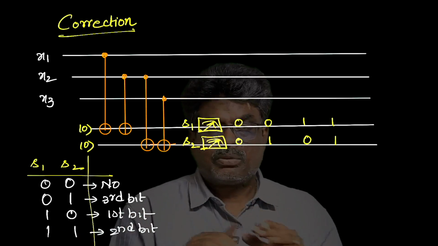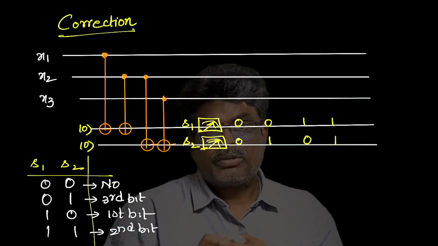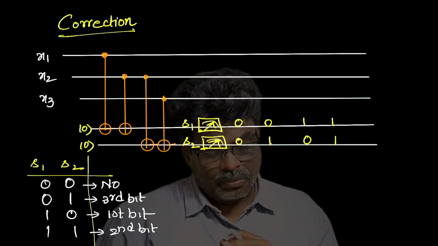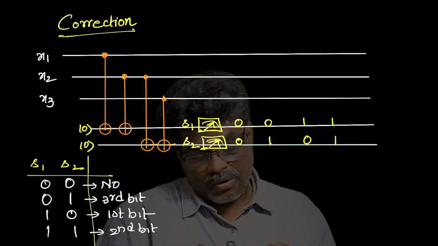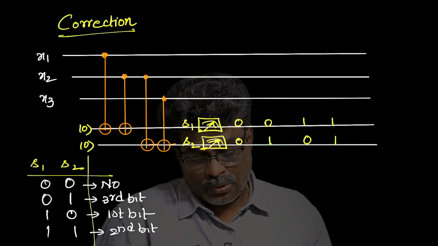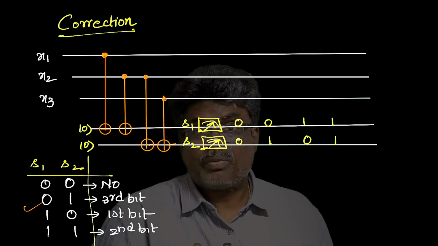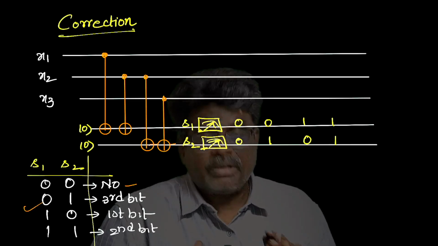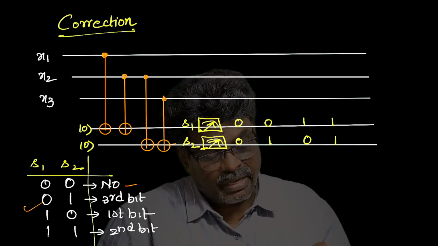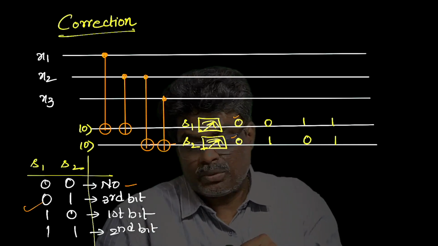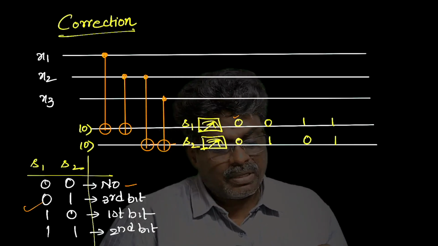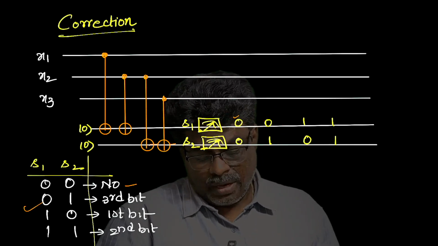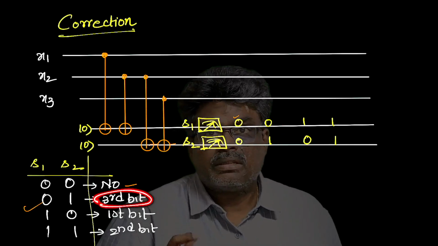Right. So this is our earlier syndrome detection circuit. Now once you make the measurement of S1 and S2, we got these values: 0 0, 0 1, 1 0, 1 1. There is no error, so that's why here 0 0, no need to do anything, just leave it. Next one, 0 1. If you have 0 1, the third bit is flipped.